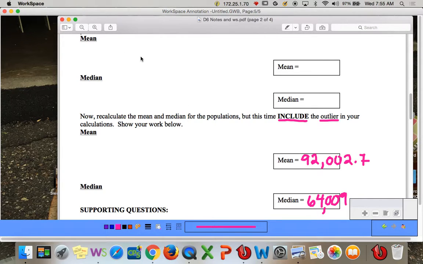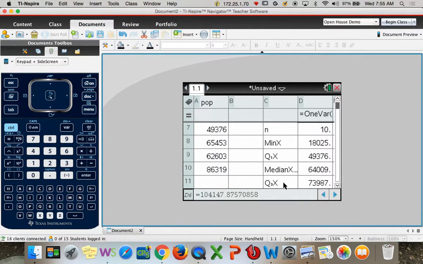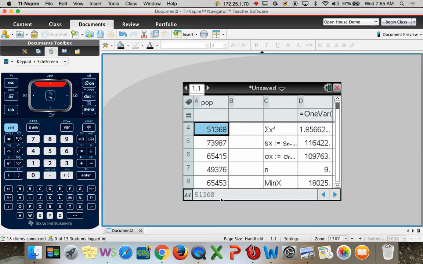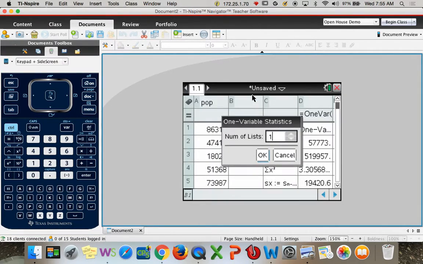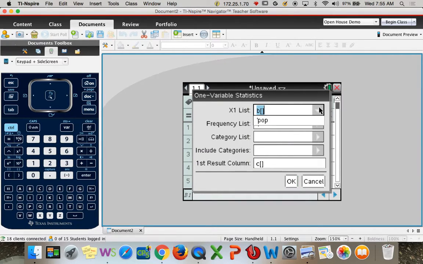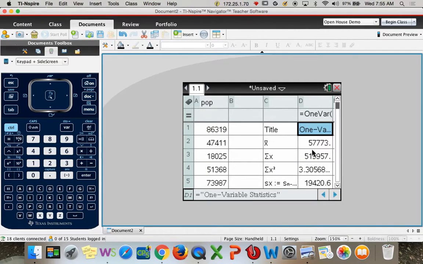Above it said, do not include the outlier. So I'm going to recalculate this. What I'm going to do is go back to my list here. I'm going to delete this and put 86,319 instead of the Minneapolis. I better double check that. Okay, yeah, that was Bloomington. Now I'm going to recalculate this information over on the side here with just 9 pieces of data with that outlier removed. I'm going to go to Menu, Statistics, Stat Calculations, 1 variable. My list was called Population. Let's overwrite this. Now here's our new information.